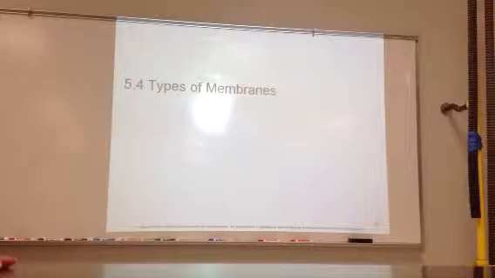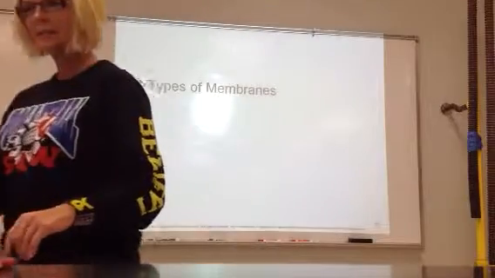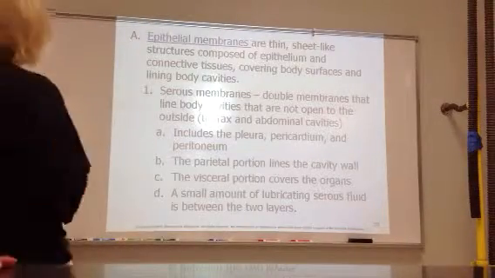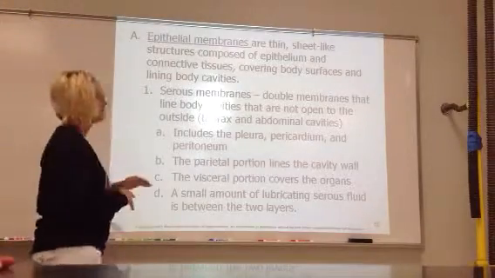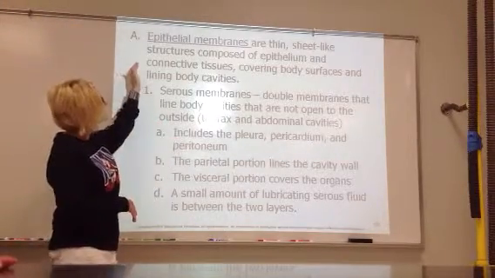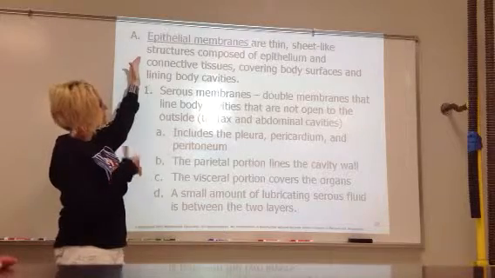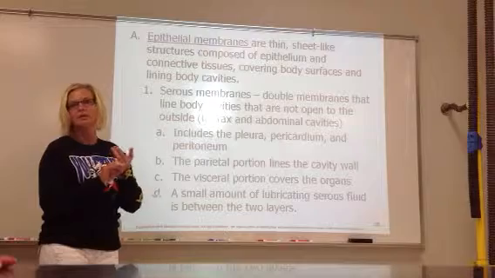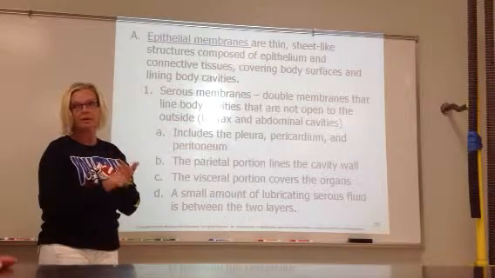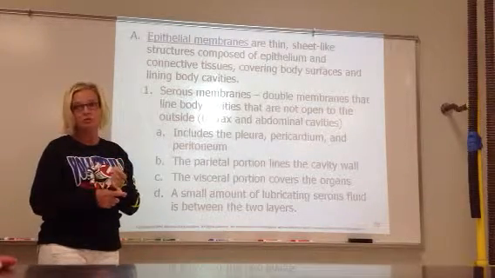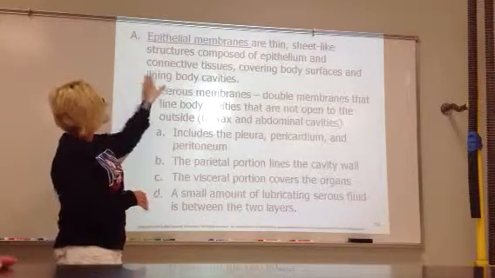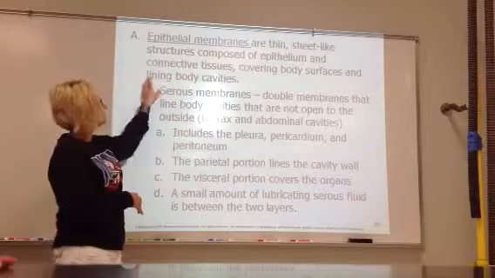All right, last two sections. First one's really short: types of membranes. Epithelial membranes are very thin, sheet-like structures. They're made up of epithelium and connective tissue. So epithelial membranes have epithelial tissue, obviously, and connective tissue. They cover body surfaces and line body cavities.